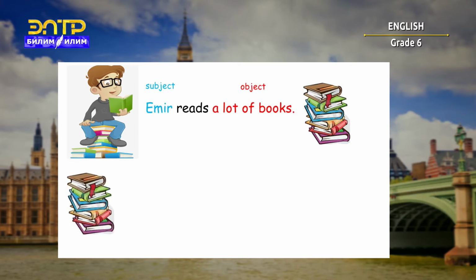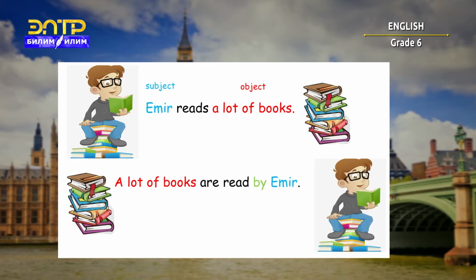Now read this sentence. A lot of books are read by Emir. What is the difference between these sentences? Yes, the subject is at the end of the sentence and the object at the beginning. Well, the first sentence we call active and the second we call passive.